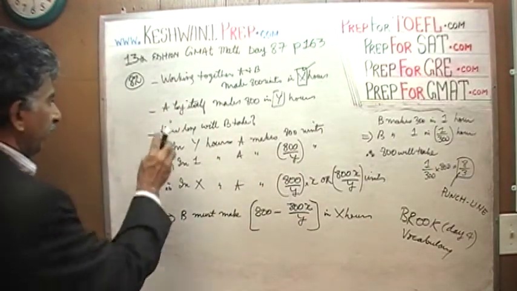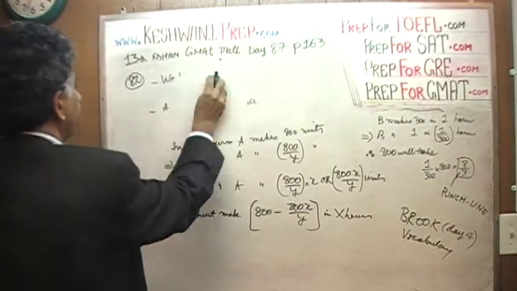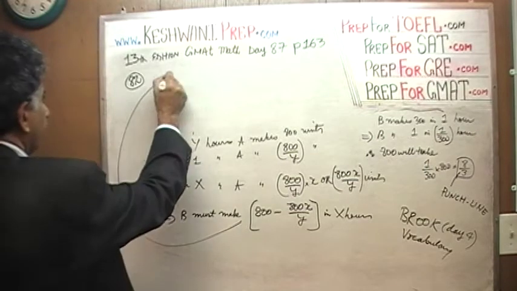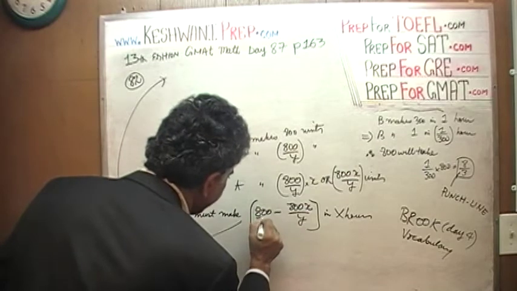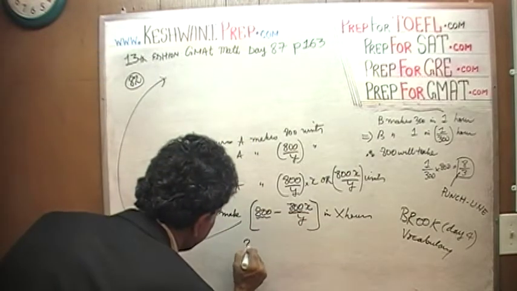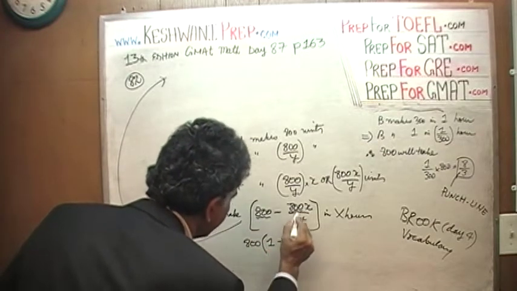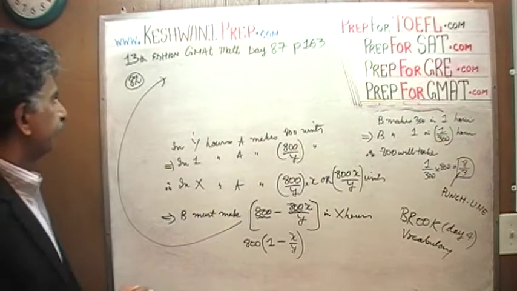I'm going to continue on the top here because I need the room. But before I do that, I want to simplify this thing. You see, we see 800 here, we see 800 here. Let's take out the 800 common. If we take out the 800 common, we're left with 1 here, and here we are left with x over y. Let's take it out common, okay?